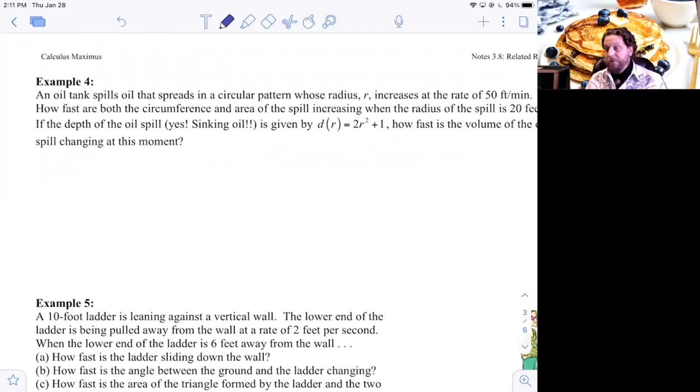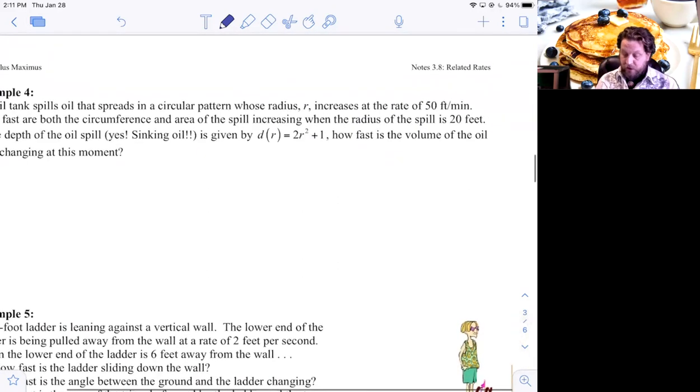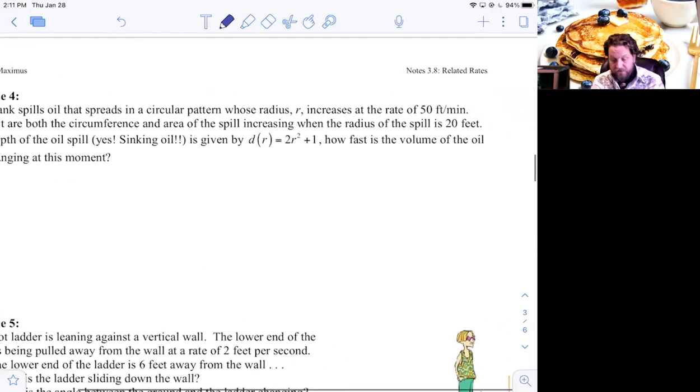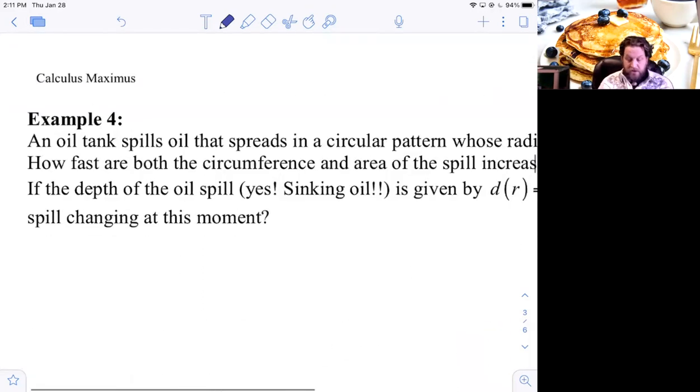Let's go ahead and read on. An oil tank spills oil that spreads in a circular pattern, so this is onto the water. The pattern's radius R increases at a rate of 50 feet per minute on the surface of the water. How fast are both the circumference and the area of the spill increasing when the radius of the spill is 20 feet? And then there's a follow-up.